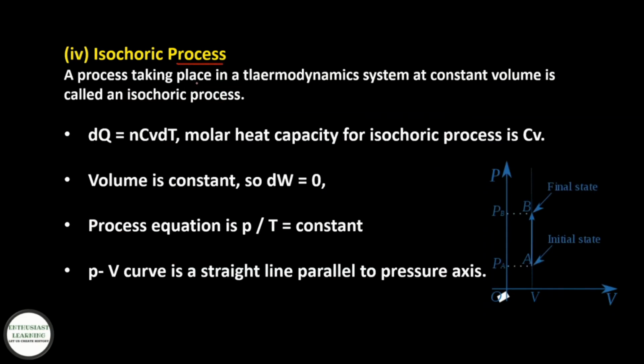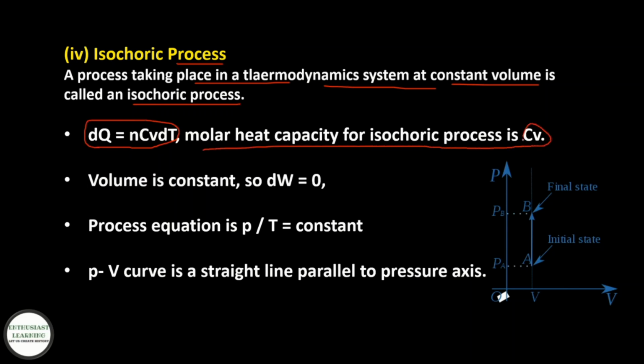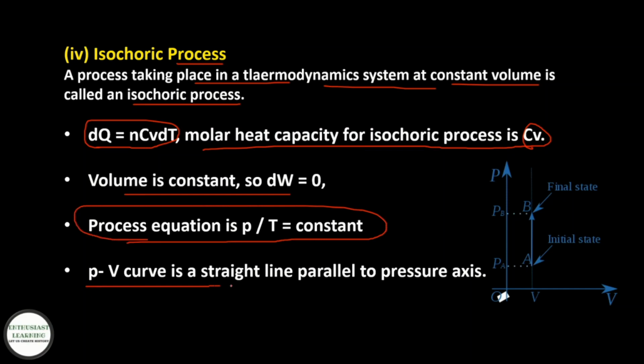Isochoric process. A process taking place in a thermodynamic system at constant volume is called an isochoric process. dQ = nCvΔT. Molar heat capacity for an isochoric process is Cv. Volume is constant, so dW = 0. Process equation is P/T = constant. The PV curve is a straight line parallel to the pressure axis.